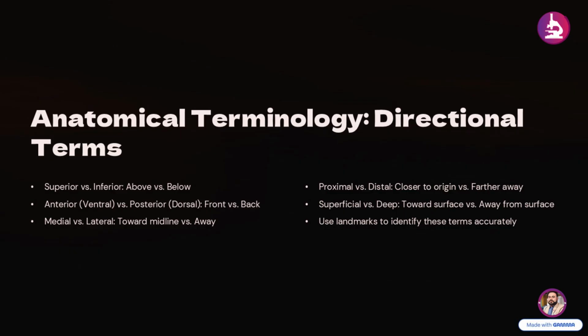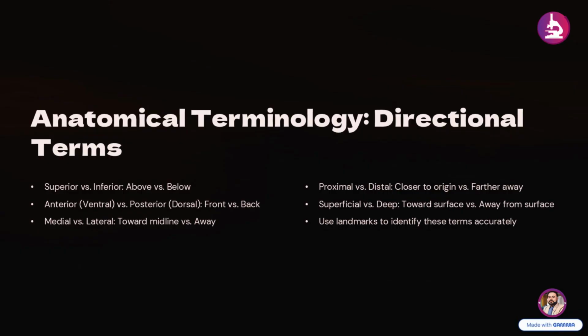Proximal-distal continuum. Used primarily for appendicular structures, proximal indicates proximity to limb attachment points, while distal denotes remoteness. In the lower extremity, the femur is proximal to the tibia, which in turn is proximal to the talus. This terminology is indispensable in orthopedic assessments and vascular studies.